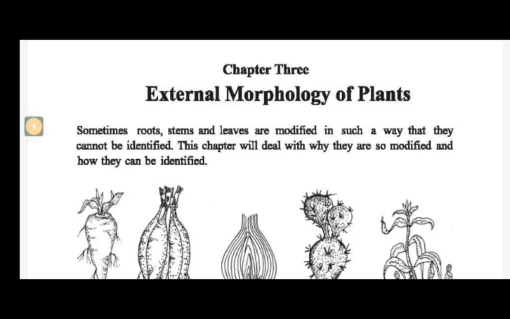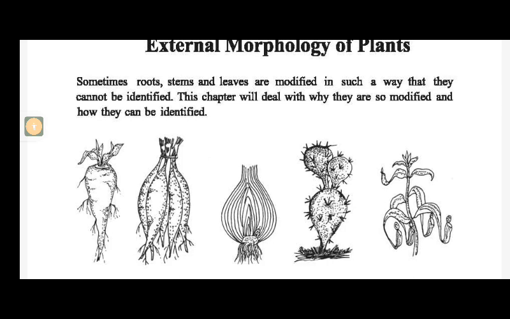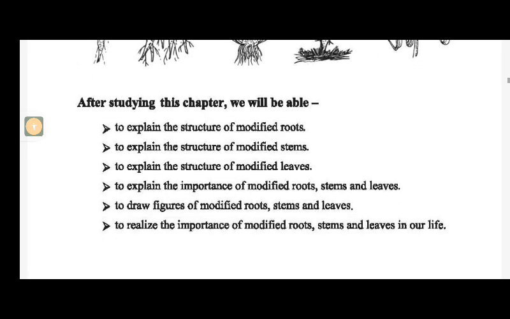Chapter 3: External Morphology of Plants. Sometimes roots, stems and leaves are modified in such a way that they cannot be identified. This chapter will deal with why they are so modified and how they can be identified.